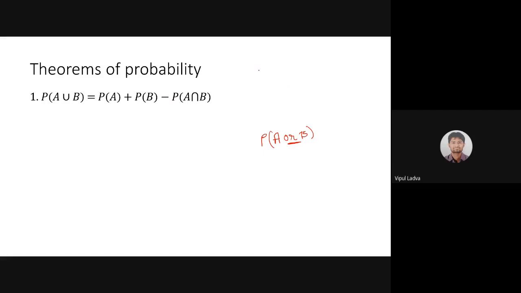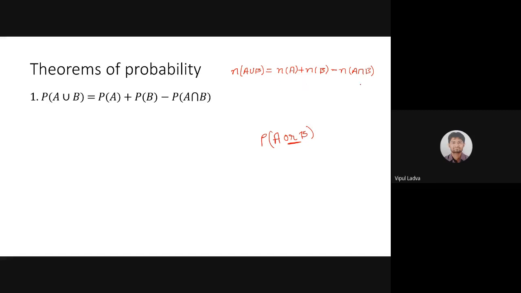Now we are good with set theory from high school or from our 12th. We had a formula like this: number of A union B is equal to number of A plus number of B minus number of A intersection B. Now observe, both these formulas are literally the same.